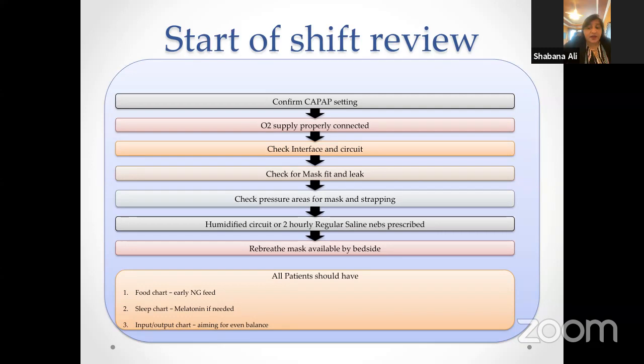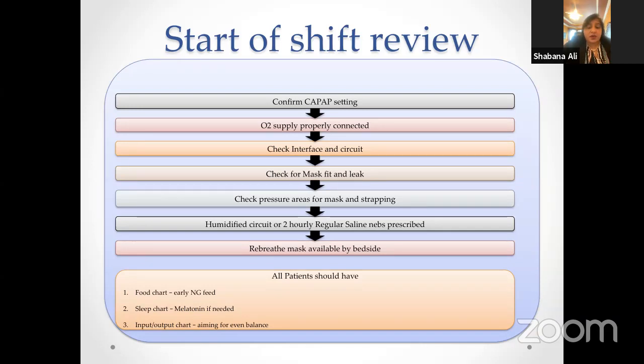The sleep chart is very, very important. Those patients need to sleep. If those patients are kept awake all the time, of course, they will be tired. And once they are tired, they will not participate in the function of breathing.